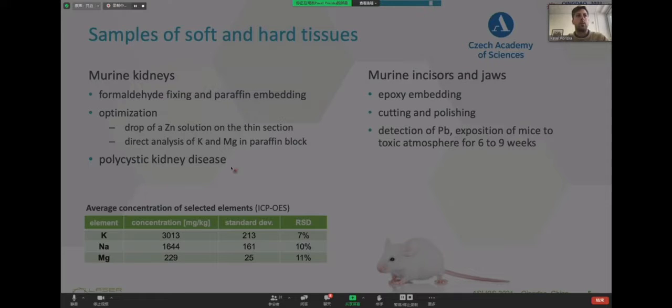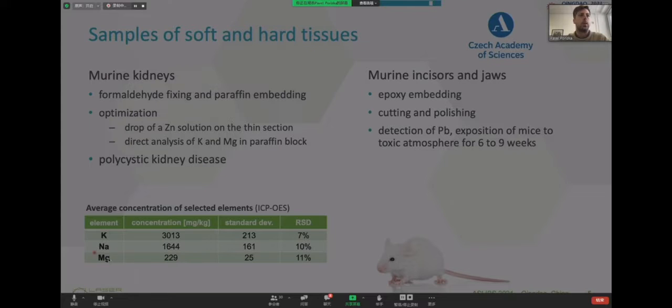I will show you a case study of polycystic kidney disease. That's quite a severe disease, in which there are bubbles, or cysts, in the kidney, to put it simply. This is a way that we are trying to contribute to this research with LIBS.